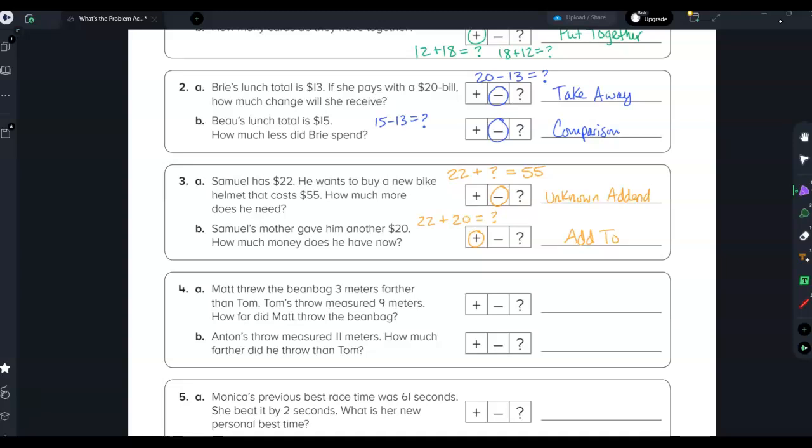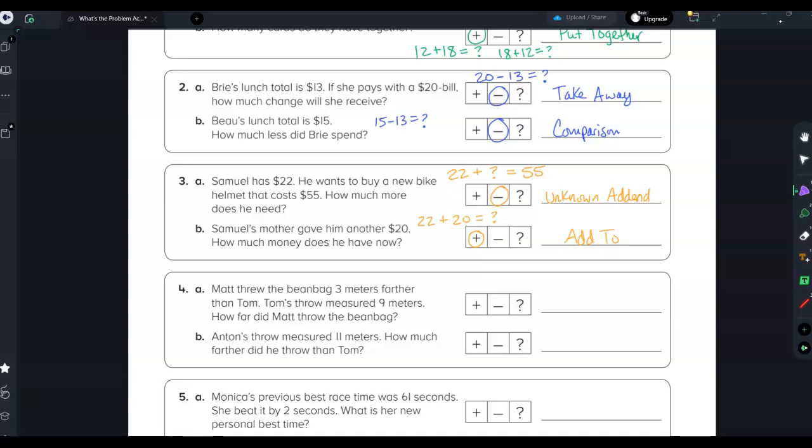Tom's throw measured 9 meters. How far did Matt throw the beanbag? So are we talking about adding to how far he threw it? If that were the case, we might be looking at he threw it this far and then this much further, and then we want to know the total. So we might be adding to, if he threw it more than once.